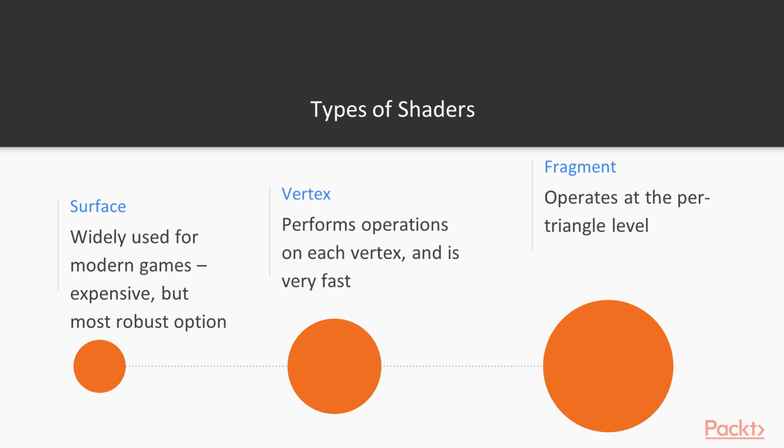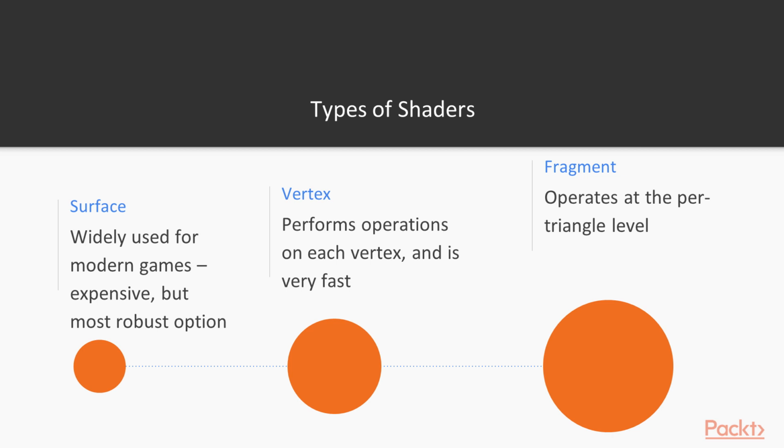As opposed to vertex shaders, which is our second type, it performs operations on each vertex. And so if you want to do displacement things or different effects where you're changing the shape of a mesh, you can do it in vertex shaders, and it's super fast. It also works for vertex lighting, vertex coloring, and those sorts of things.